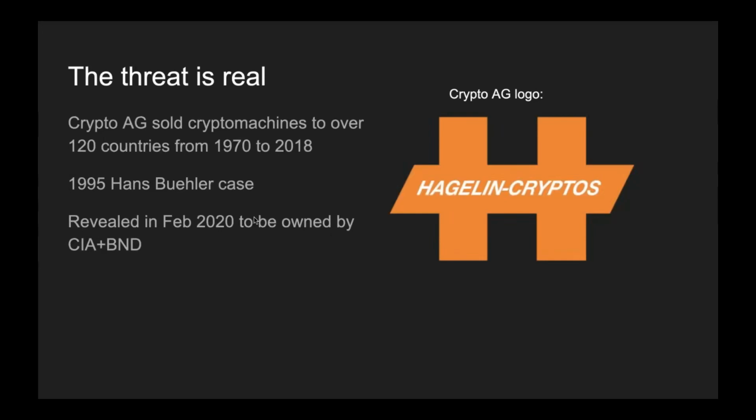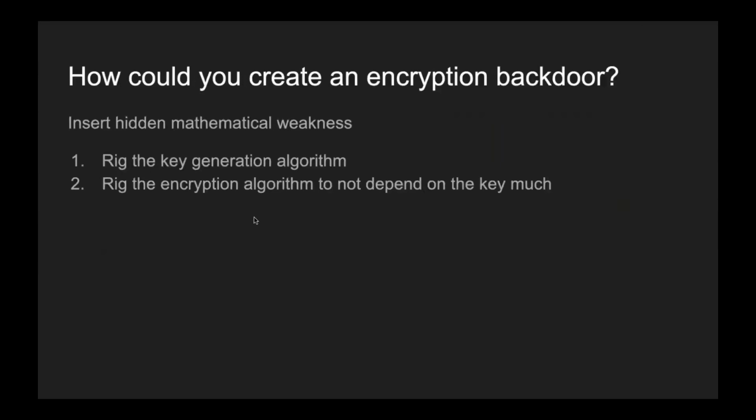So basically, the entire rest of the world had been counting on the CIA and the BND to keep messages safe, which they were not doing. They were selling backdoored machines. So let's look at how you would actually create one of these encryption backdoors. The idea is generally to insert a hidden mathematical weakness so that anyone who doesn't know the weakness finds it pretty tough to decrypt the message. But if you do know the weakness, then you have your secret backdoor.